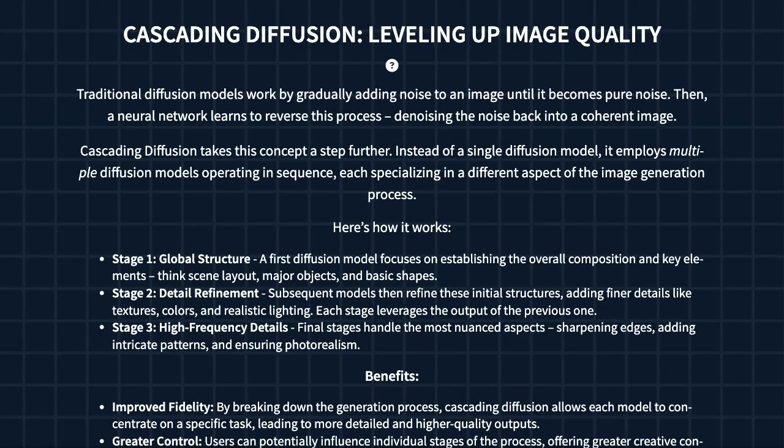Okay, let's talk about cascading diffusion. It's a really clever way of boosting image generation quality. Imagine traditional diffusion models like starting with an image and slowly adding noise until you get pure static.